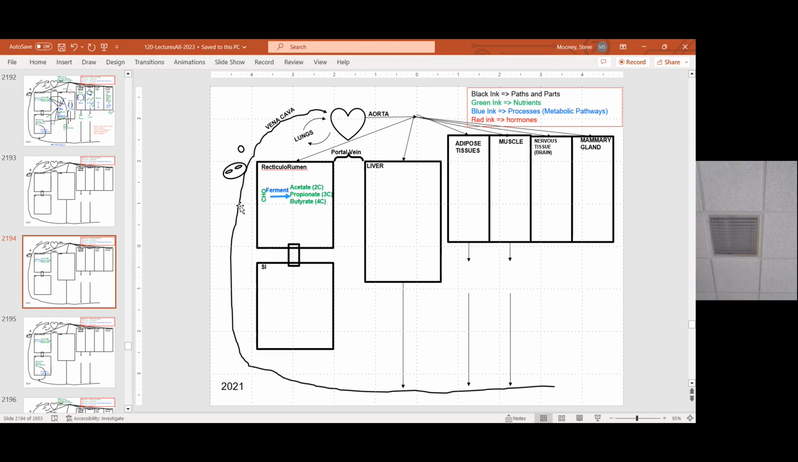So going back to nutrition, in the rumen we have fermentation. We're going to simplify it. We have carbohydrate, CHO. That's a nutrient, so that's in green. It goes through a process called fermentation. And through fermentation, we're going to generate our VFAs.